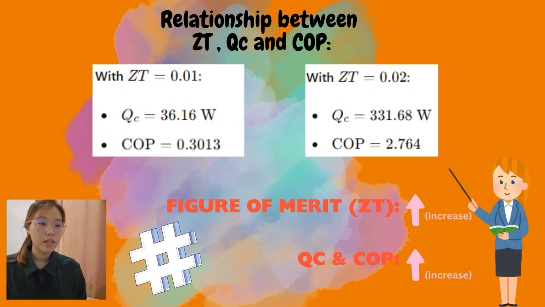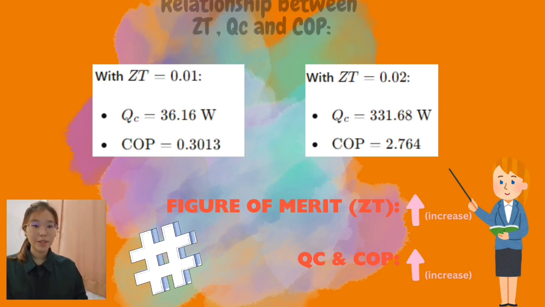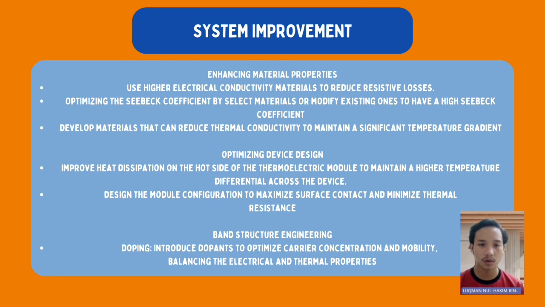one is enhancing material properties. We use higher electrical conductivity materials to reduce resistive losses. Then, optimizing the Seebeck coefficient, which in terms of thermodynamics corresponds to the amount of entropy dragged along with the flow of charge inside a material.